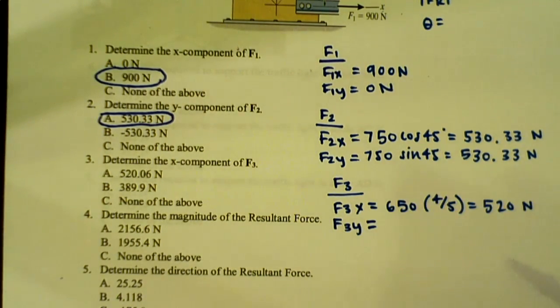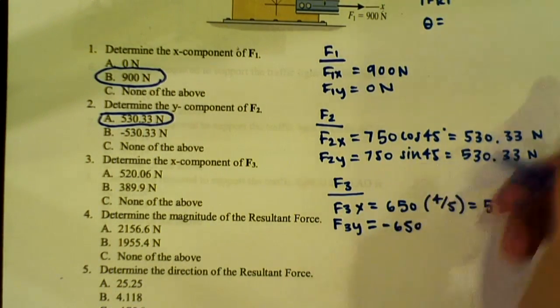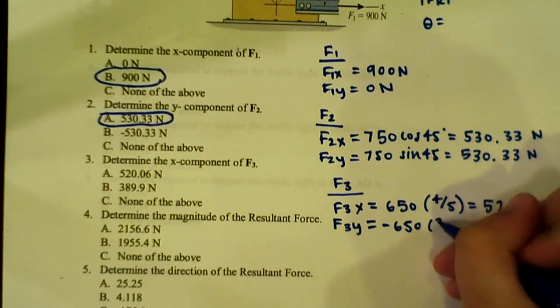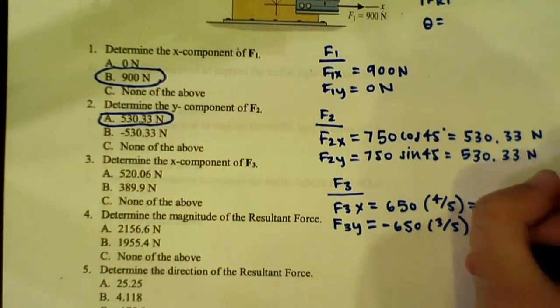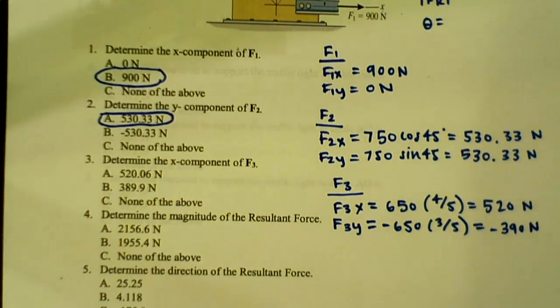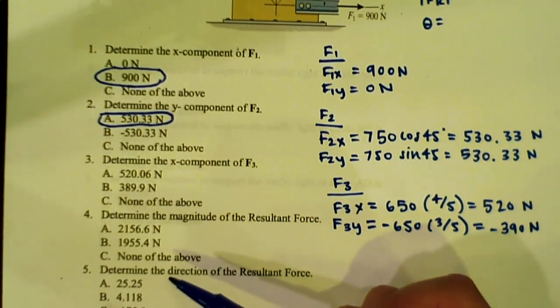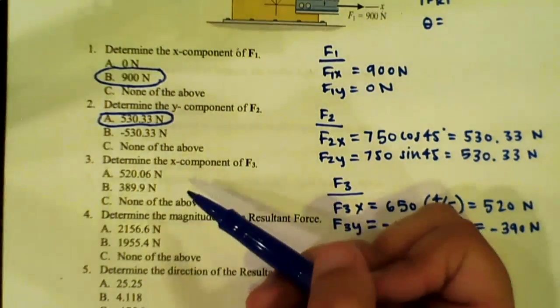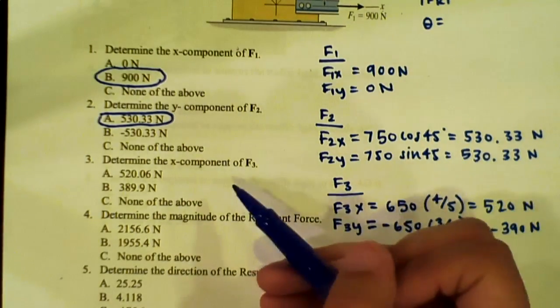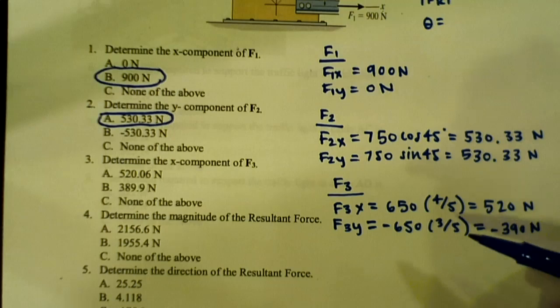So finding F3y, it's going in the negative y direction, so it's going to be negative 650, and then it's going to be 3 over 5. And that will give us a negative 390 newtons. So looking over to our number 3, it asked us to find the x component of F3. So would our answer be A, B, or C?